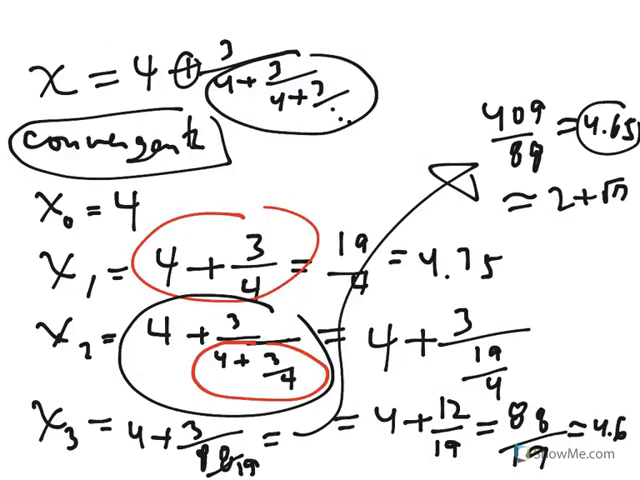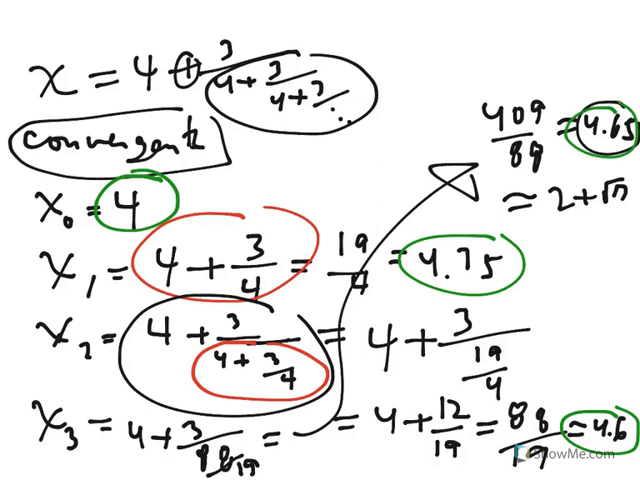Something else to just kind of notice: the first convergent is less than the actual answer. The second convergent is greater than the actual answer. The third convergent is less than the actual answer. And the fourth convergent is greater than. So it alternates between greater than and less than.